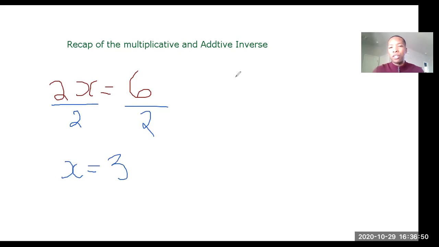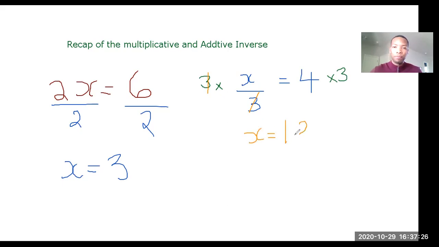If we have another question like x over 3 is equal to, let's say, 4. If I'm doing the multiplicative inverse, I do the opposite, right? So x over 3, since it's dividing, I have to multiply by 3. And whatever you do on one side, sure enough, got to do it on the other side. So then x, those cancel out. We know the multiplicative inverse is always equal to 1. So x is equal to 12.